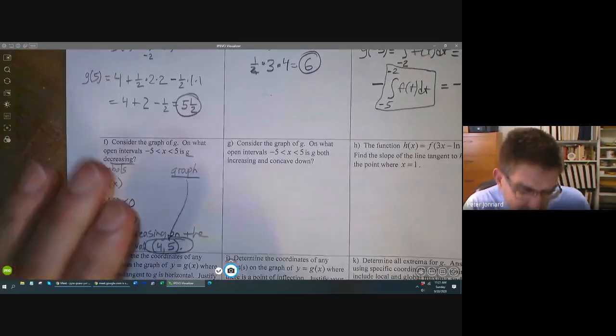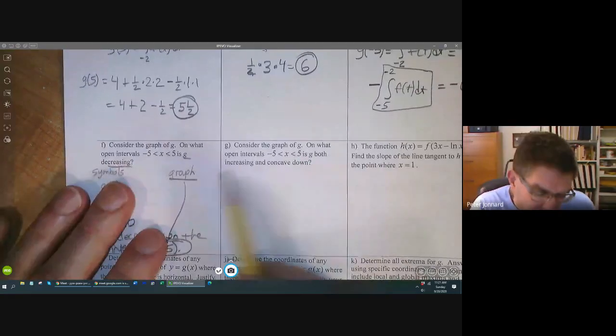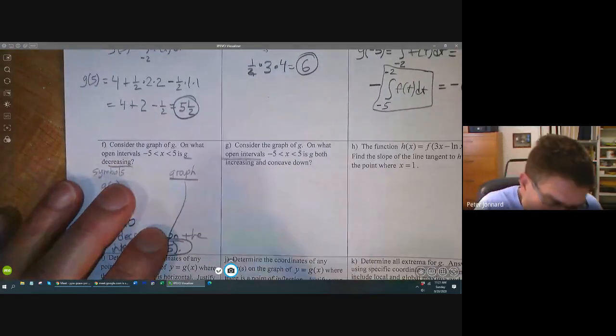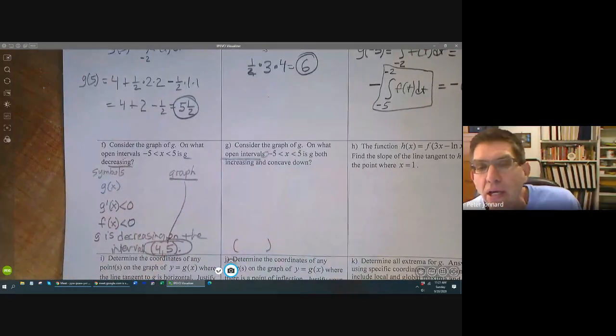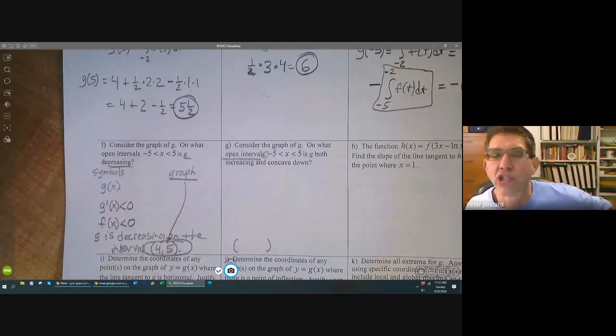Okay, back to the graph of G. On what open intervals, so once again, we need to give an answer with open intervals in it, and it says intervals, so I'm assuming there's more than one. Sometimes they put that in parentheses, so it's kind of up to you. Is G both increasing and concave down?